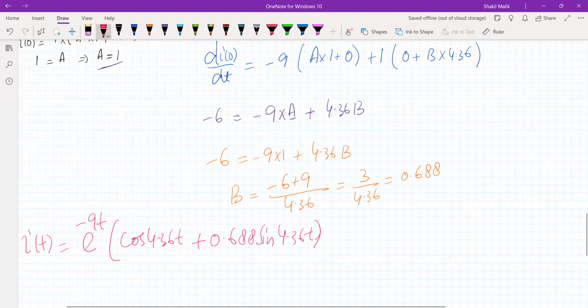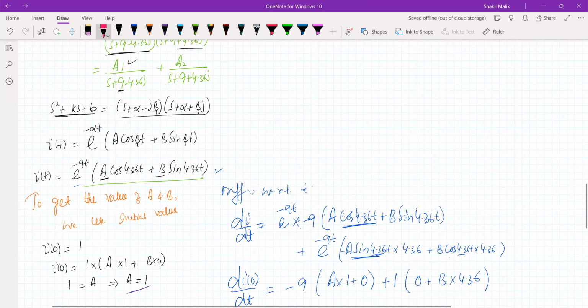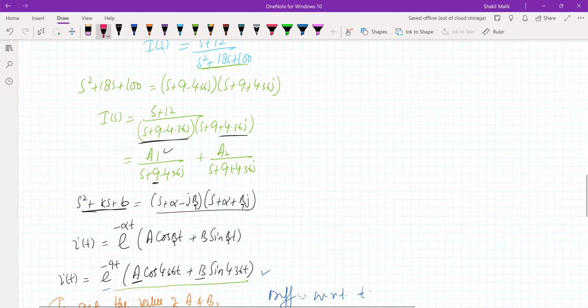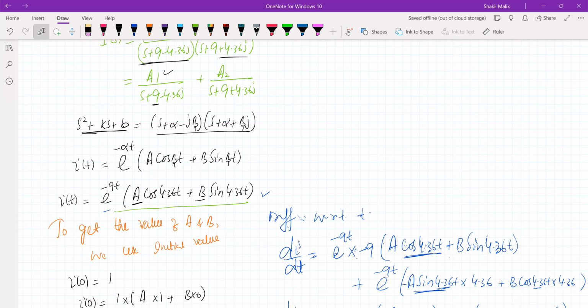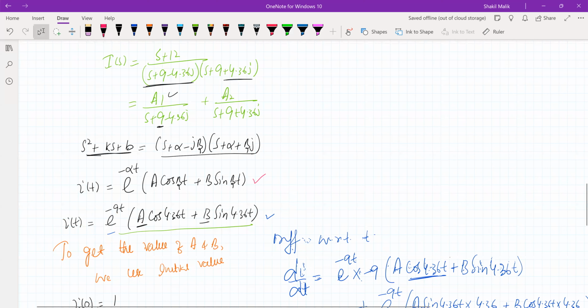Okay, so what we have done in this approach, let me repeat this. We wrote the solution directly. If we have the complex roots of the quadratic term, we can write the solution directly. If the roots are alpha minus j beta or alpha plus j beta, then we can write the solution directly. So we don't need to first find a1 and a2 and then write the solution.